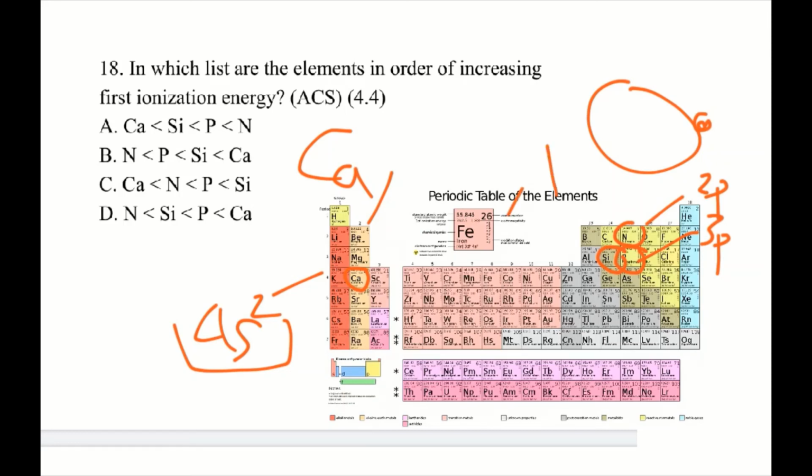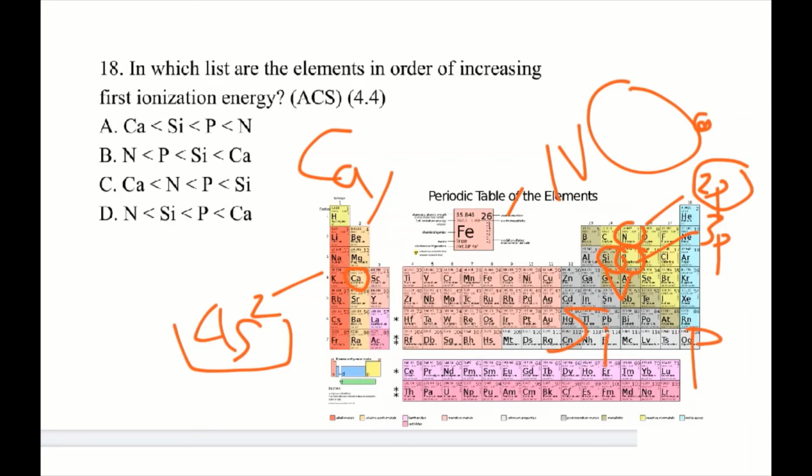It would be nitrogen, because its electrons are located closest to the nucleus, which means they're harder to remove, and they're hardest to remove out of all of these, so therefore it has the highest first ionization energy. Now we have to compare silicon and phosphorus, so Si and P.